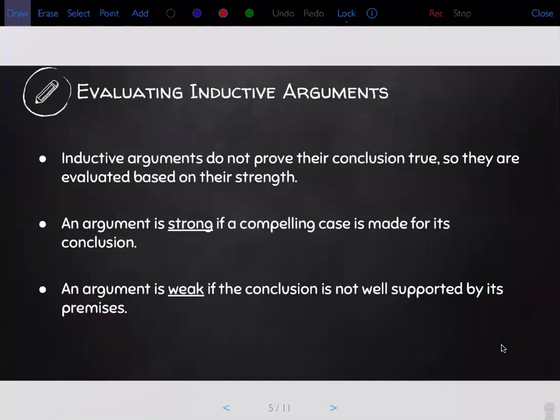So inductive arguments, like I mentioned, they don't really prove their conclusion true. So they're just evaluated based on their strength, right? If you have lots and lots of information and lots of examples in your inductive one, remember we're talking about the birds now, the more examples you have, the stronger of a case you can build, right? Doesn't necessarily mean that you can convince somebody based on all of those examples, because like I said, it only takes one to destroy it. But you can say that something is strong if you're giving a lot of compelling evidence for that reason, right? And of course, you could say then the opposite, an argument is weak if the evidence isn't really supporting the conclusion very well.